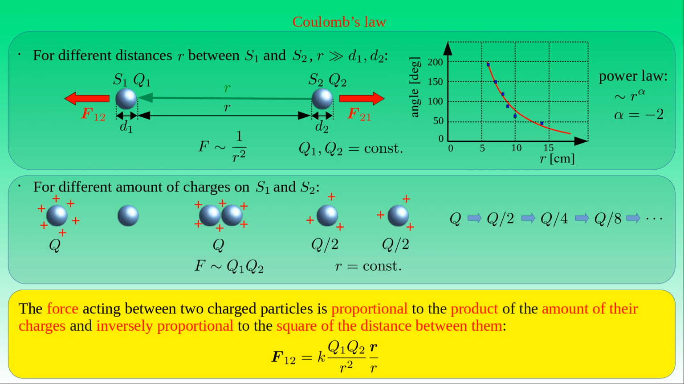The proportionality factor between the force and the quantities in the right-hand side is denoted by K. By virtue of the law of action and reaction, the force exerted on the point charge Q1 by the point charge Q2 is equal to the force exerted on the point charge Q2 by the point charge Q1, and acts in the opposite direction. That is, F12 is equal to minus F21. The orientations of the force vectors are determined by the signs of the charges Q1 and Q2 in the formula: like charges repel each other, and opposite charges attract each other.